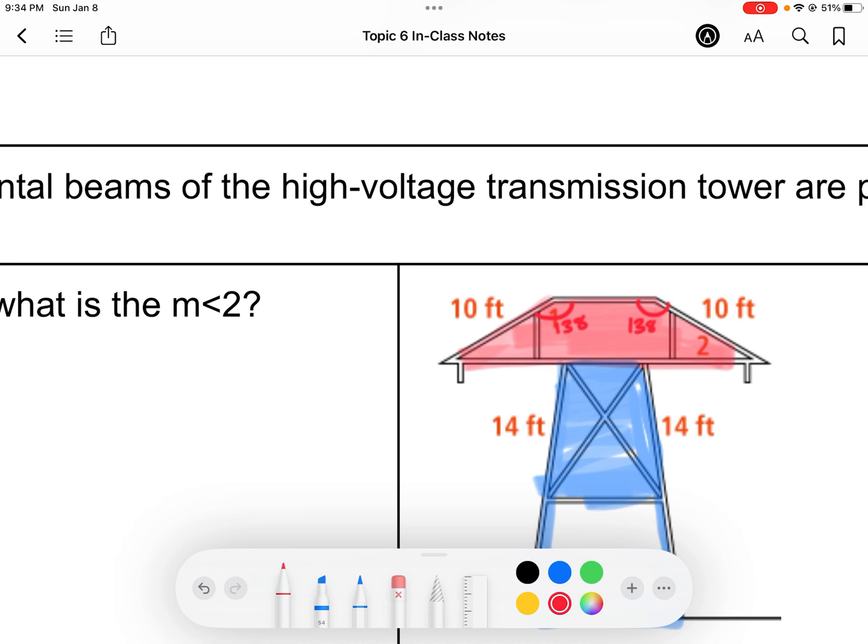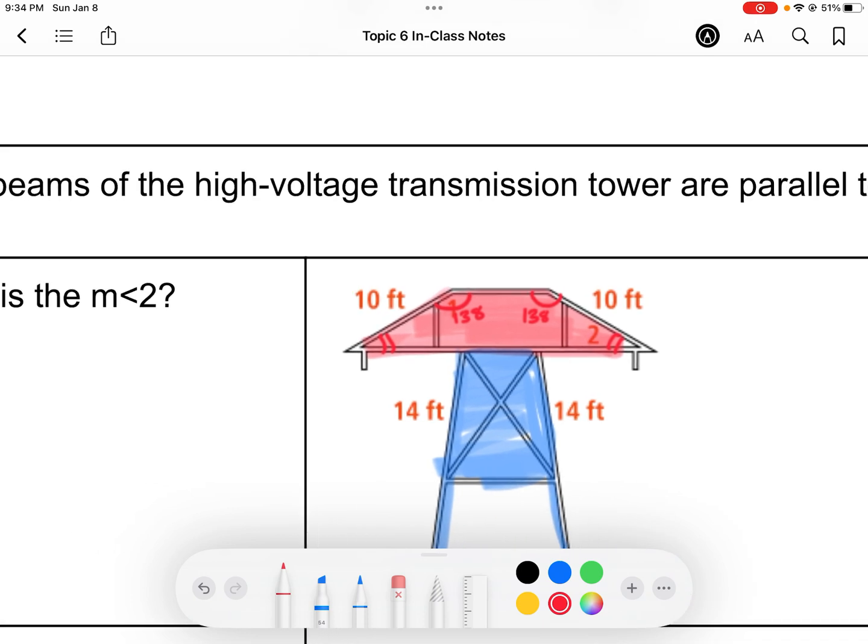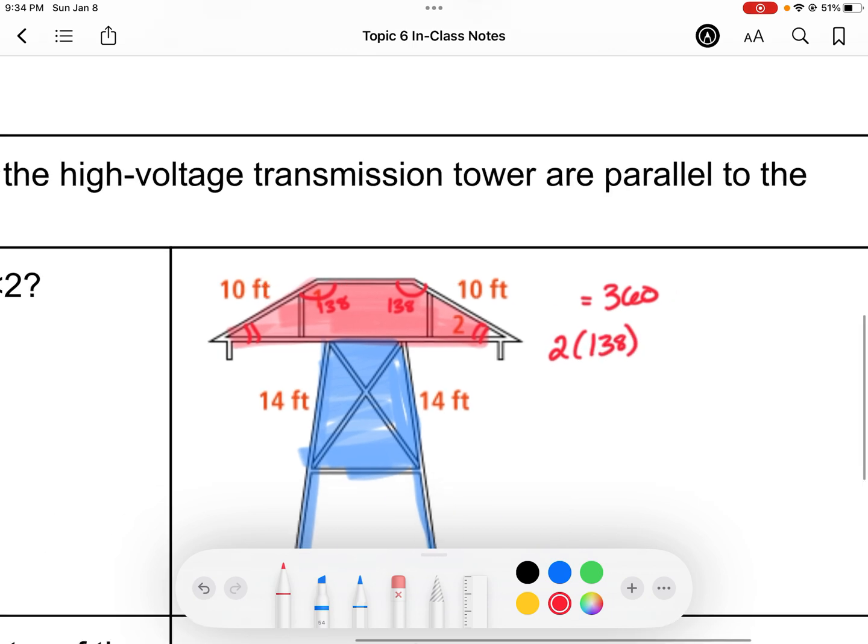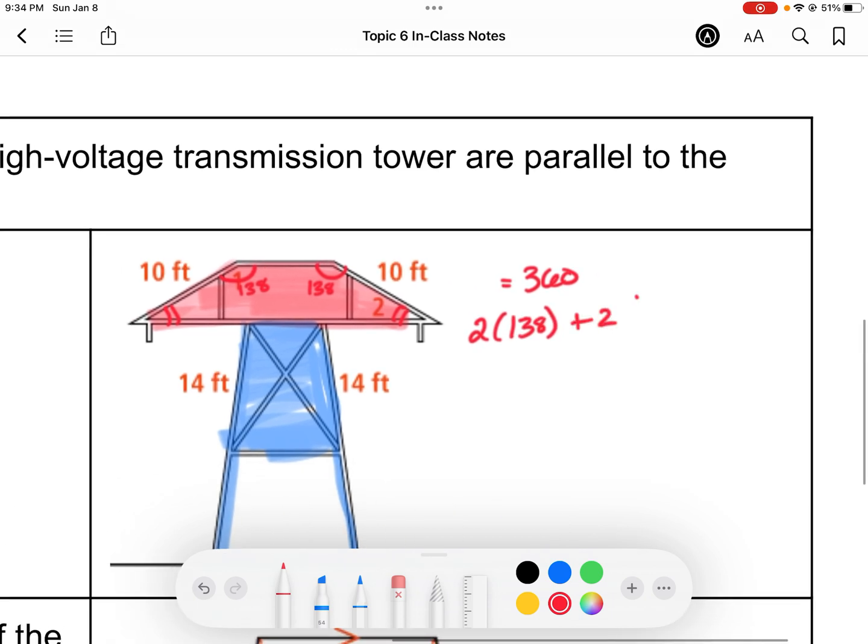But angle 2 would be the same as this other angle down here. Remember that all four angles of any quadrilateral have to add up to equal 360. So I've got two that are 138 degrees, plus two that are equal to the measure of angle 2, to equal my total of 360? Well, that means I'm going to double that.